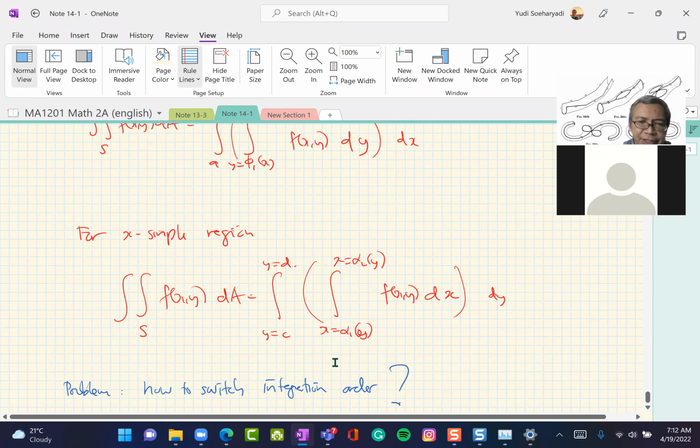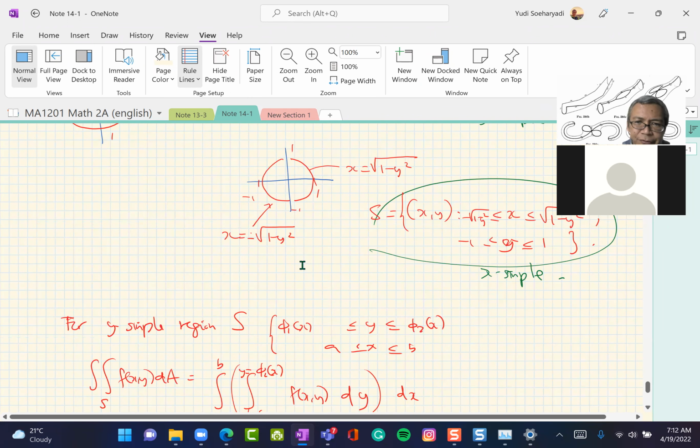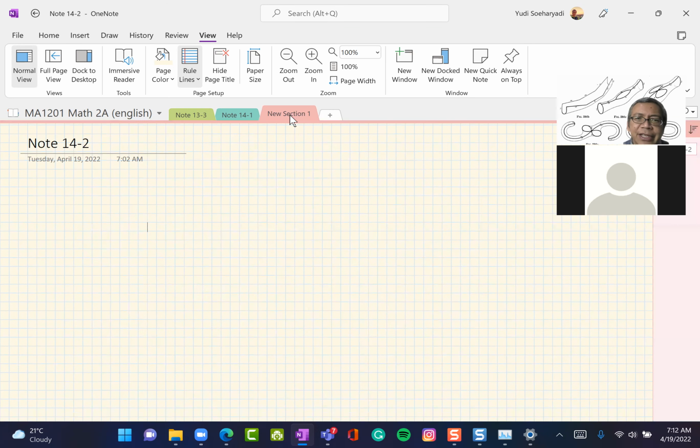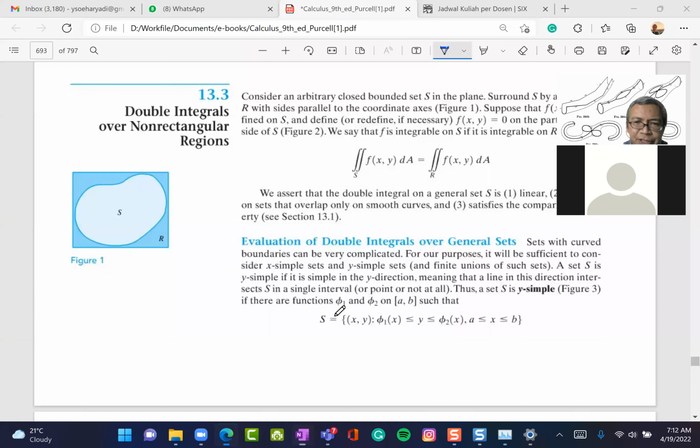All right, so the thing is how to switch integration order. Is it possible? So we see that in a rectangle, meaning all the bounds are constant, both x and y, you can switch order directly without much consideration. So let's switch to the textbook. I'll show you some examples in the book, and then we'll do some exercises.